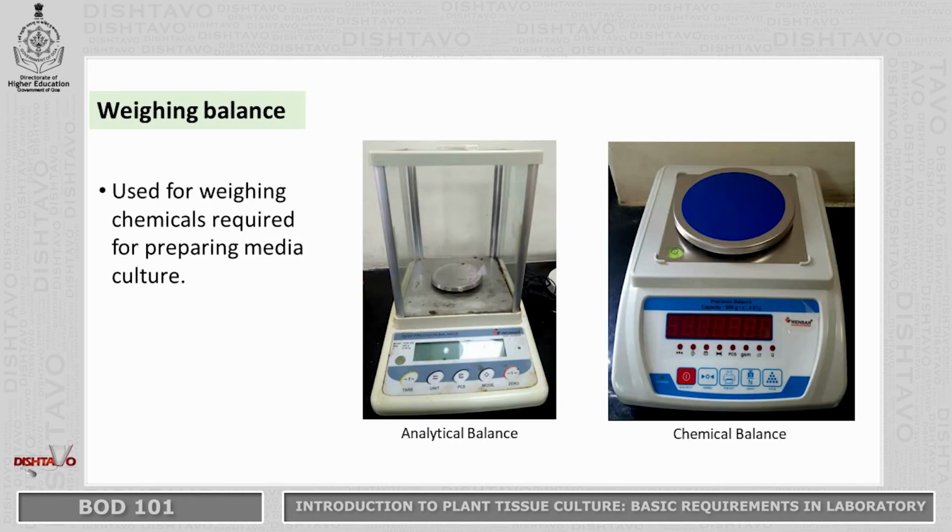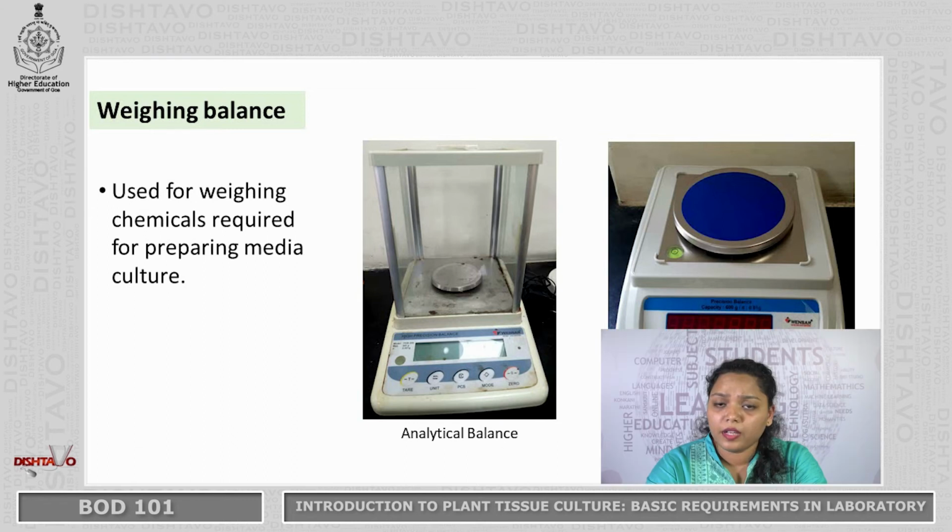Next is the weighing balance, which is used for weighing chemicals required for preparation of medium. We have 3 types of weighing balance. One is the pan balance, one is the chemical balance, and one is the analytical balance. Pan balance is used to weigh chemicals of higher quantity. Chemical balance is used to weigh quantity less than 0.01 grams, and analytical balance is used to weigh very minute quantity.